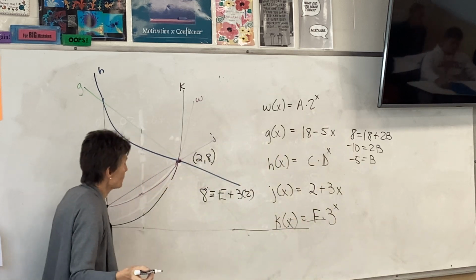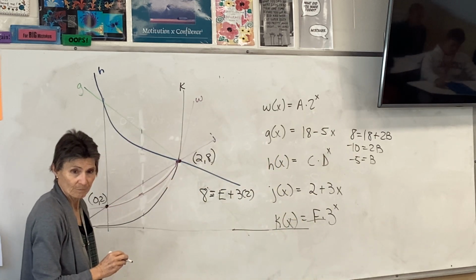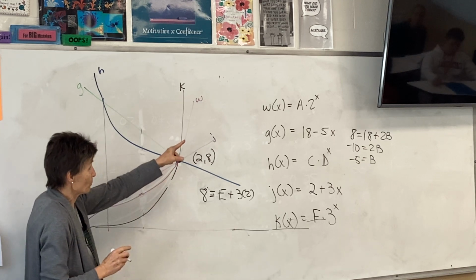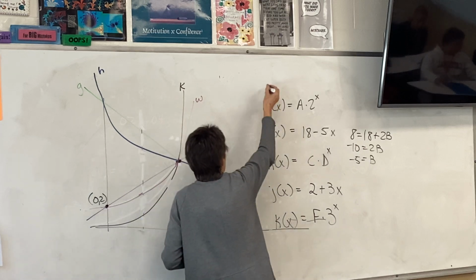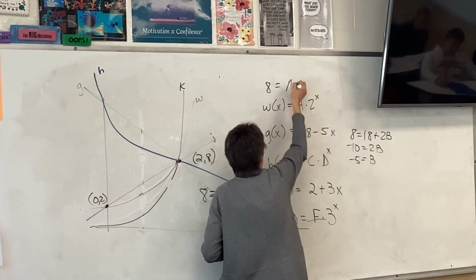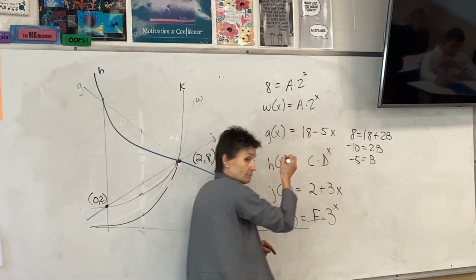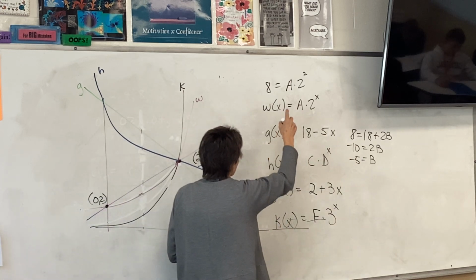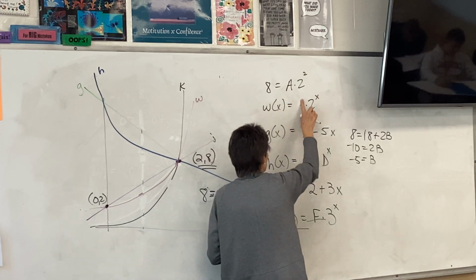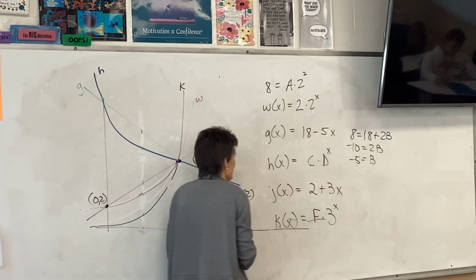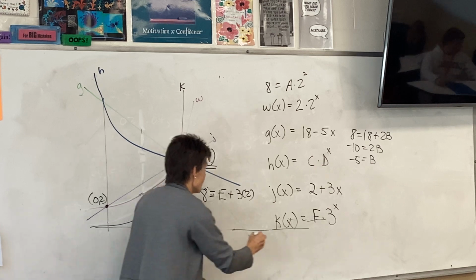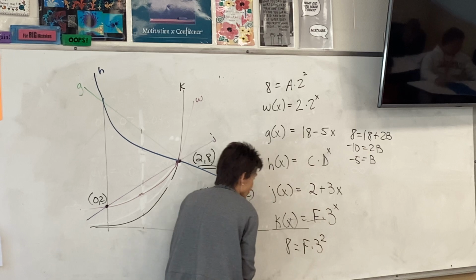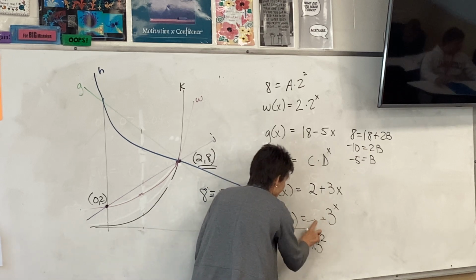Alright, and then Bryce, what did you say you did for W? No, we didn't. The only one that we didn't do was that for A. So you did do that for W. Yeah, we did do that. Okay, so you said 8 equals A times 2 squared? Yep, we're just plugging in that point. So your A, let's see, that's 4. Did your A turn out to be 2? Yep. And then down here, you said 8 equals F times 3 squared. So this came out to be 8/9? Yep.